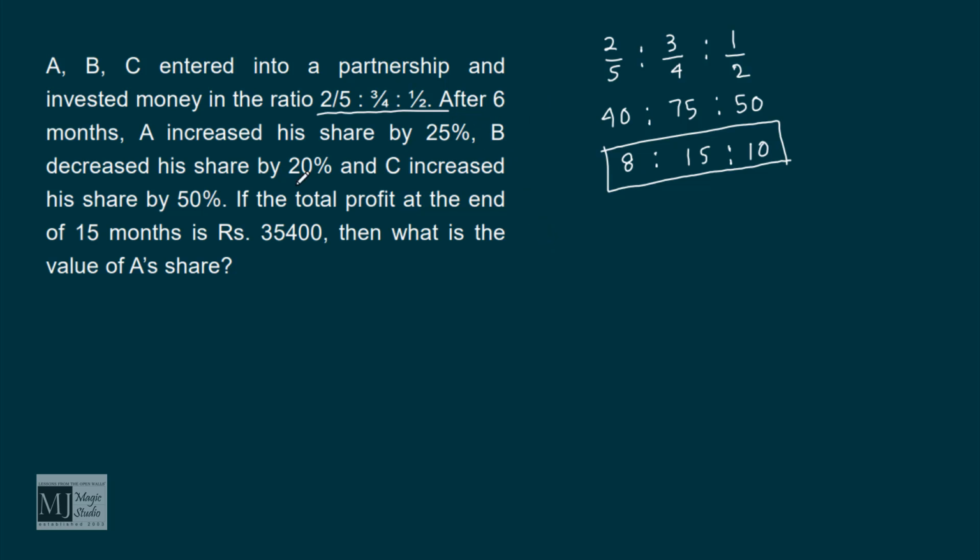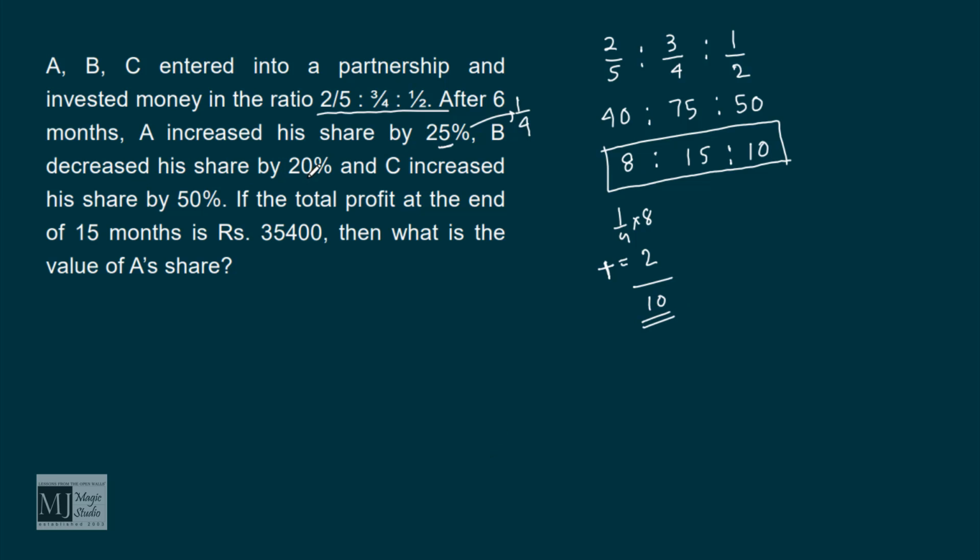After 6 months, what happens? A increased his share by 25%. Now 25% means 1 by 4. So 1 by 4 of 8 is 2. That means A increased his share by 2 units. Now his share becomes 10 units.